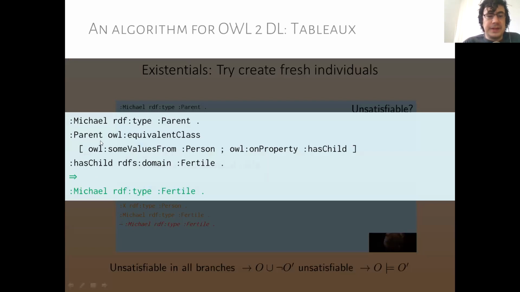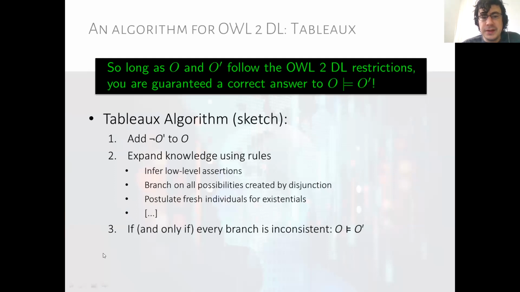And we have this entailment here through this Tableau algorithm. So as long as, again, O and O prime follow the restrictions, we are guaranteed a correct answer to deciding O entails O prime. And one way we can do that, or even prove that, is with the Tableau algorithm. We can show that this algorithm will generate the correct answer and will always hold for this type of entailment. Okay.